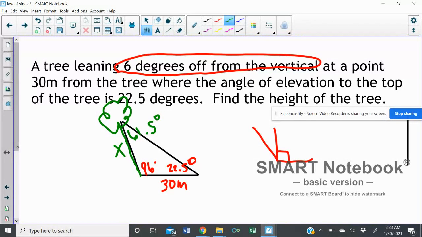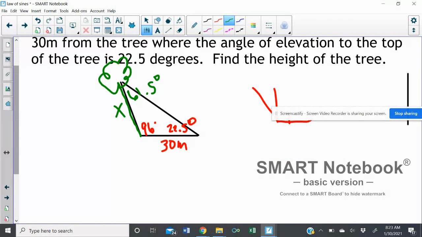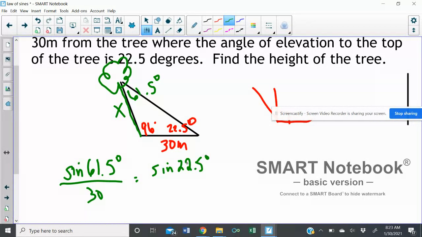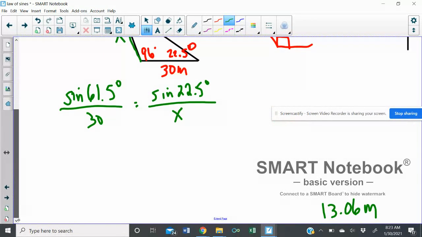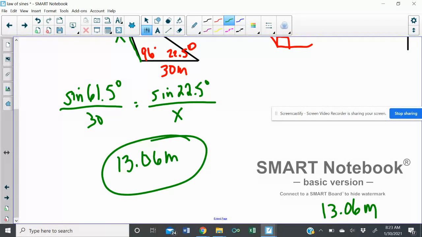All right, so we're going to use the sine of 61.5 degrees over 30 is equal to the sine of 22.5 degrees over x. All right, and you should get 13.06 meters when you are finished.